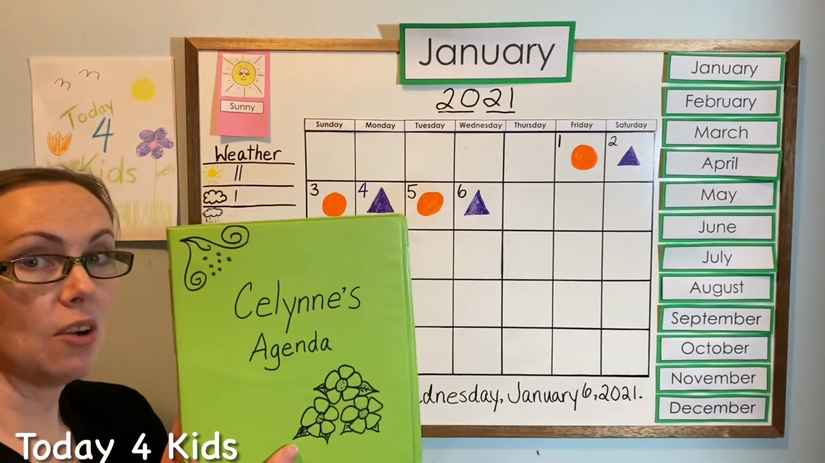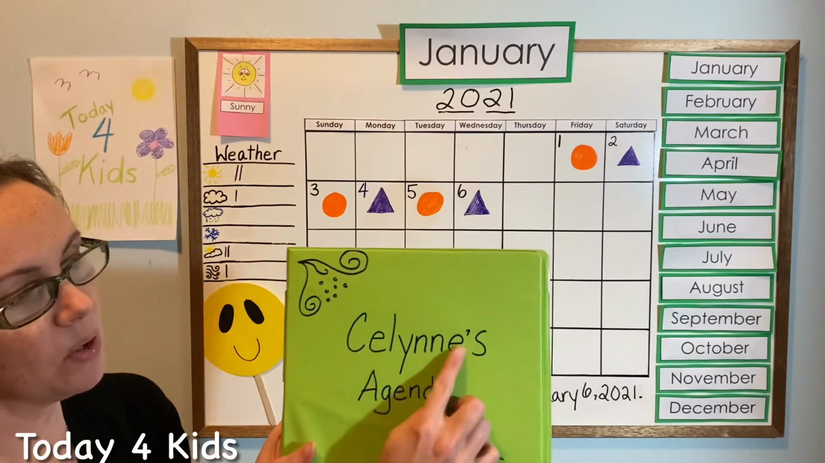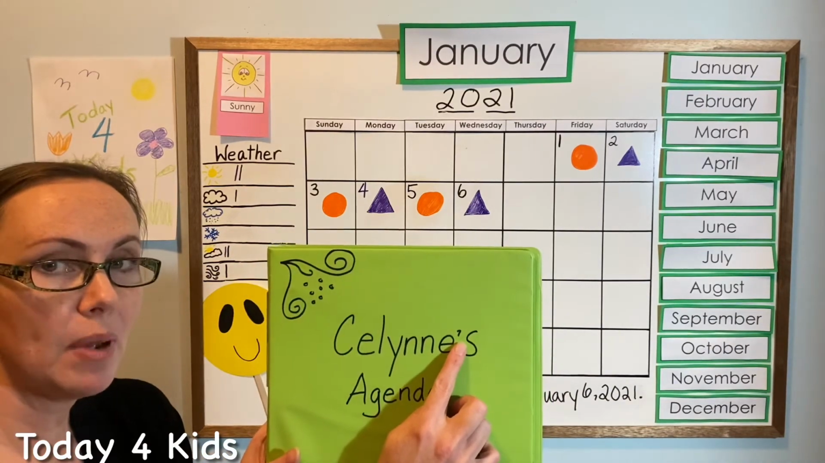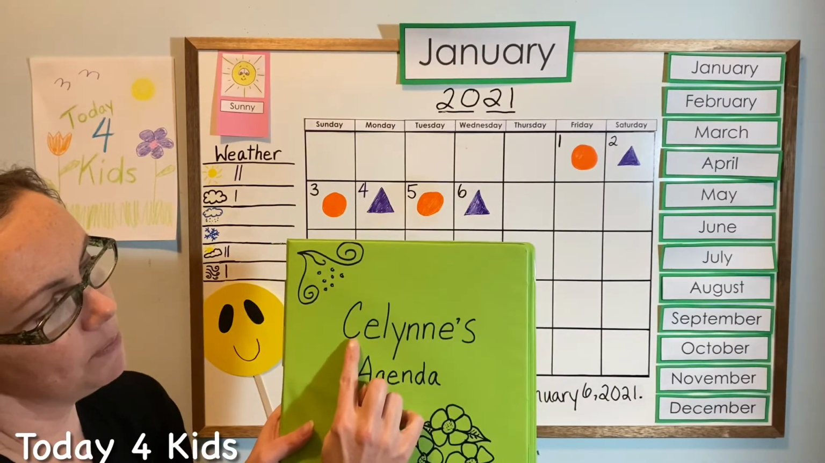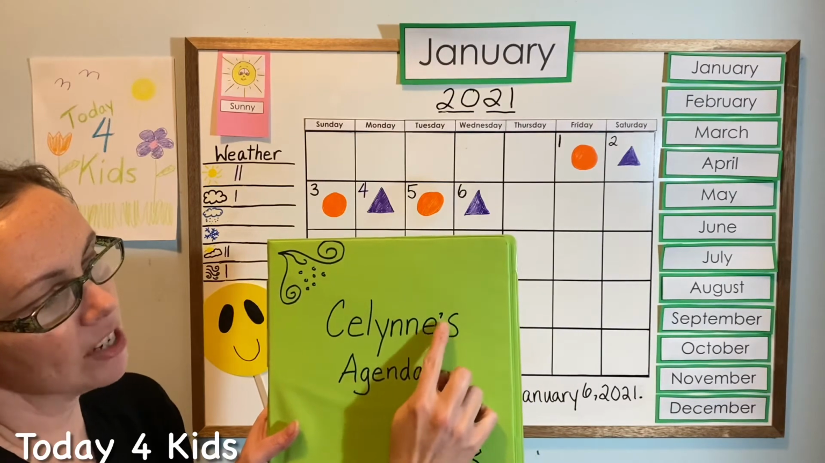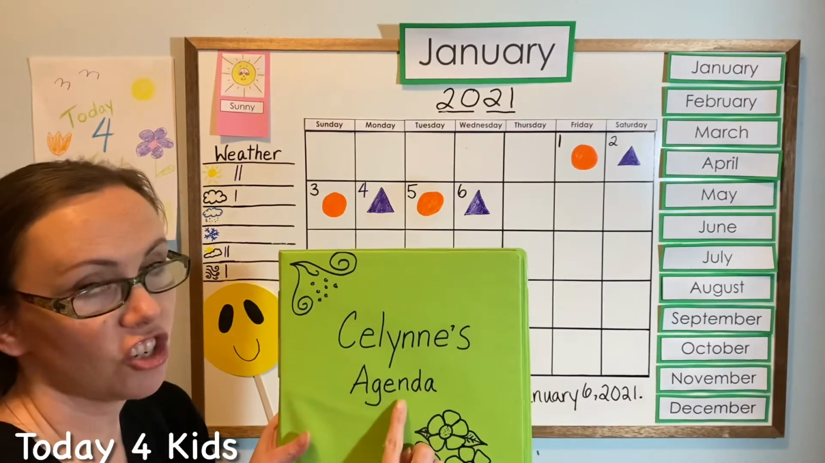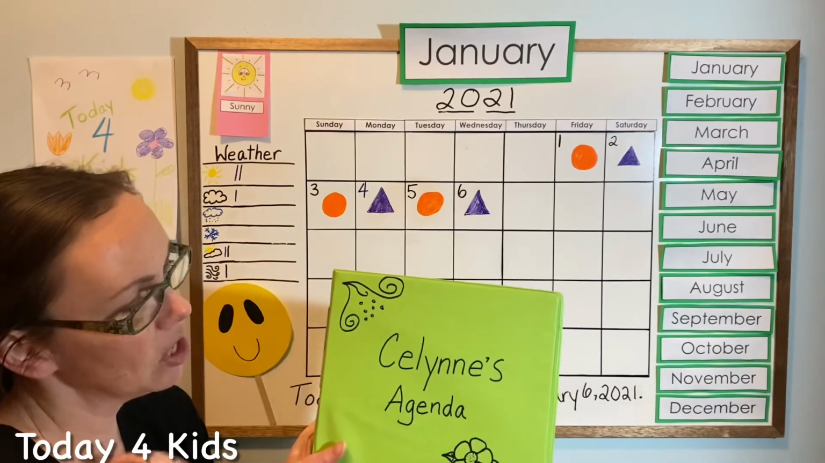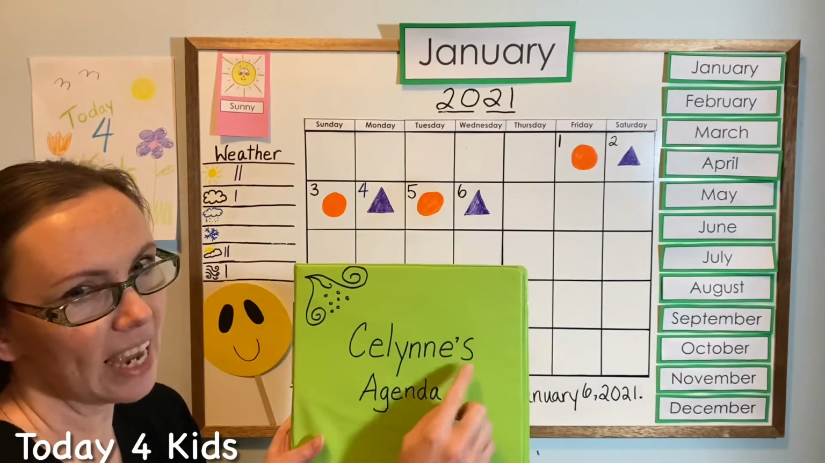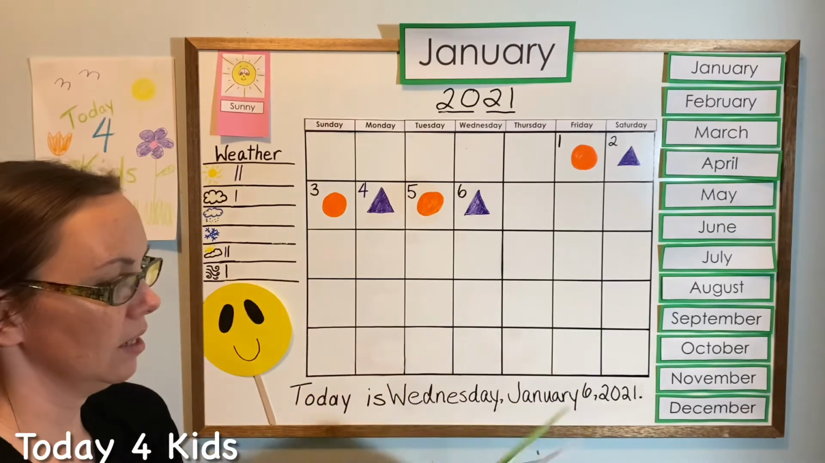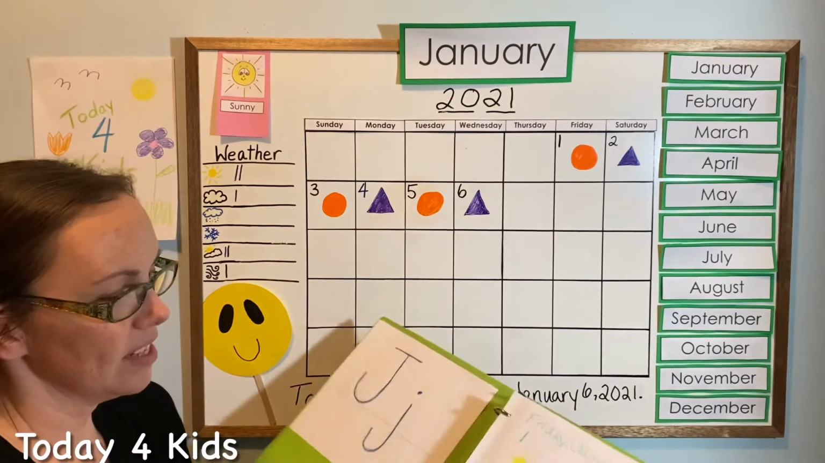So I'm going to pull out my agenda now. Do you remember what the apostrophe S means at the end of my name? So we've spelt my name, Celine, apostrophe S. So that says Celine's agenda. So that means this agenda belongs to me because we've put an apostrophe S at the end of my name. Let's open it up and let's go to today.